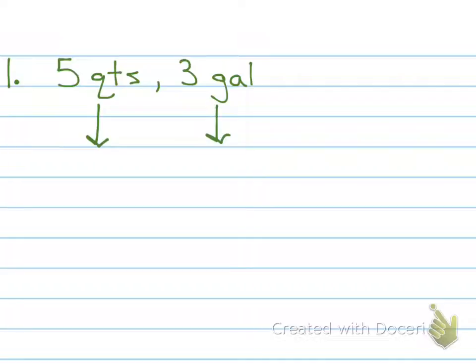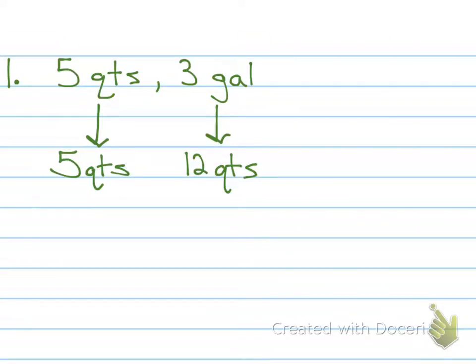So quarts will stay the same. How many quarts are in 1 gallon? This is the part you will have to just know from previous learning. Yes, there are 4 quarts in 1 gallon. If you don't know that, please memorize it because it will be helpful on your homework. If there's 4 quarts in 1 gallon, how many quarts are in 3 gallons? 12.